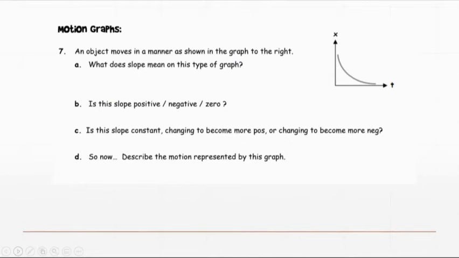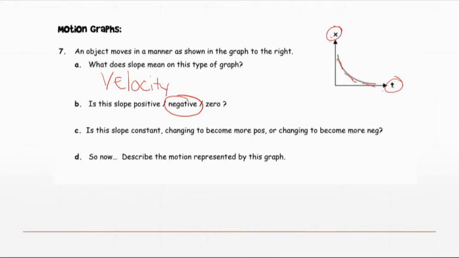So let's take a look at some of these motion graphs and some of the notes for motion graphs. In this question, it says an object moves in a manner as shown in the graph to the right. What does the slope mean in this type of graph? So the slope, I can divide my x by my t. x divided by t gives you velocity. So the slope of this position versus time graph gives me velocity. Now tell me, is my slope positive or negative? Well, it is definitely negative.